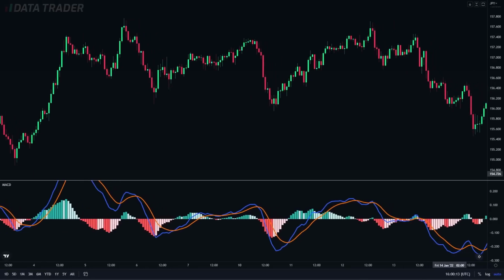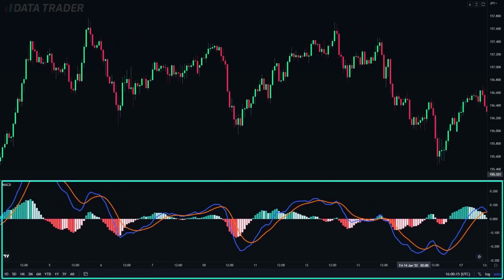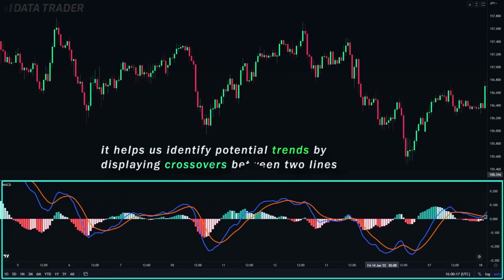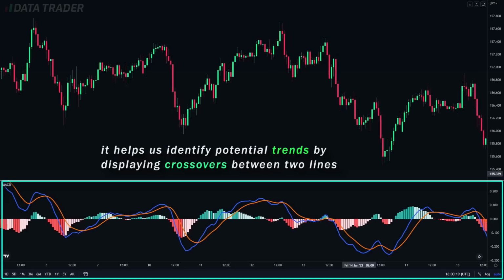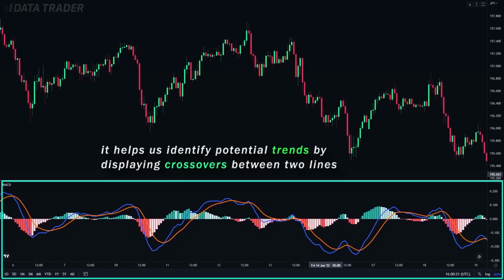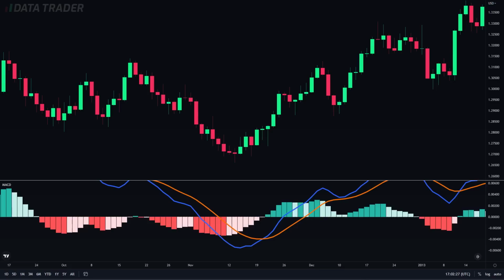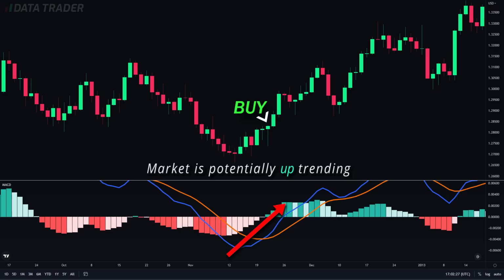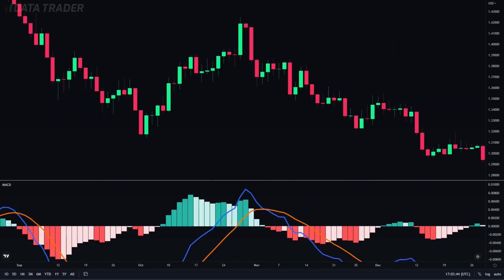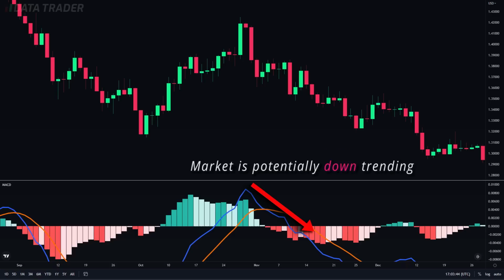So first, I'm sure all of us are familiar with the mechanics of the classic MACD. It helps us identify potential trends by displaying crossovers between two lines. If the blue line crosses above the orange line, it shows us that the market is potentially uptrending and that it would be a good buying opportunity. And if the blue line crosses below the orange line, it shows us that the market is potentially downtrending and that it would be a good selling opportunity.